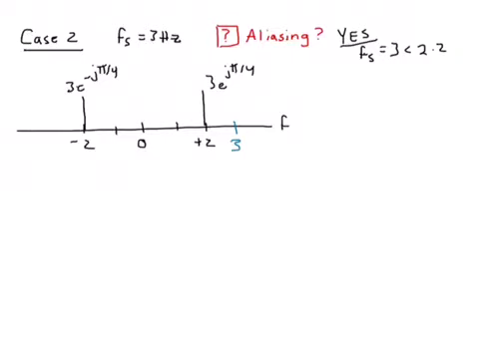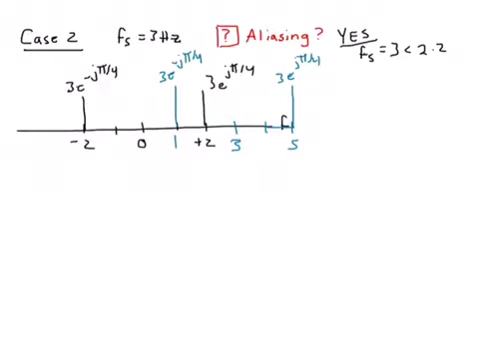Okay, so if I pick up and draw a copy of this thing, now I just move it so the center of it is around plus 3. Well, then I'm going to get something 2 to the left, and I'm going to get something over here at 5. And this has a height of 3e^(-jπ/4), and this is 3e^(+jπ/4). So that's the copy centered around 3. Okay, and that's at 1.